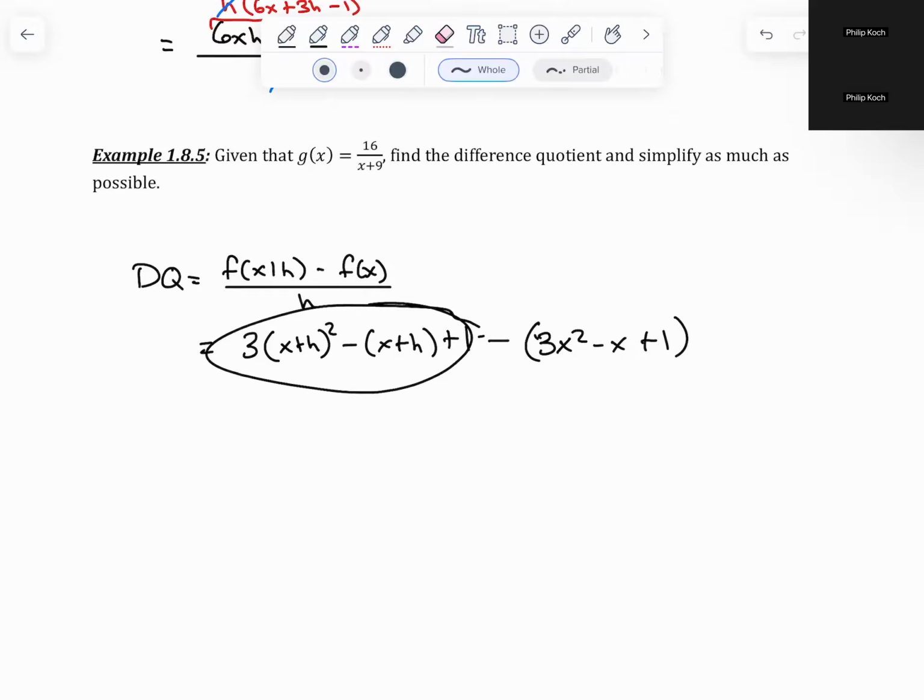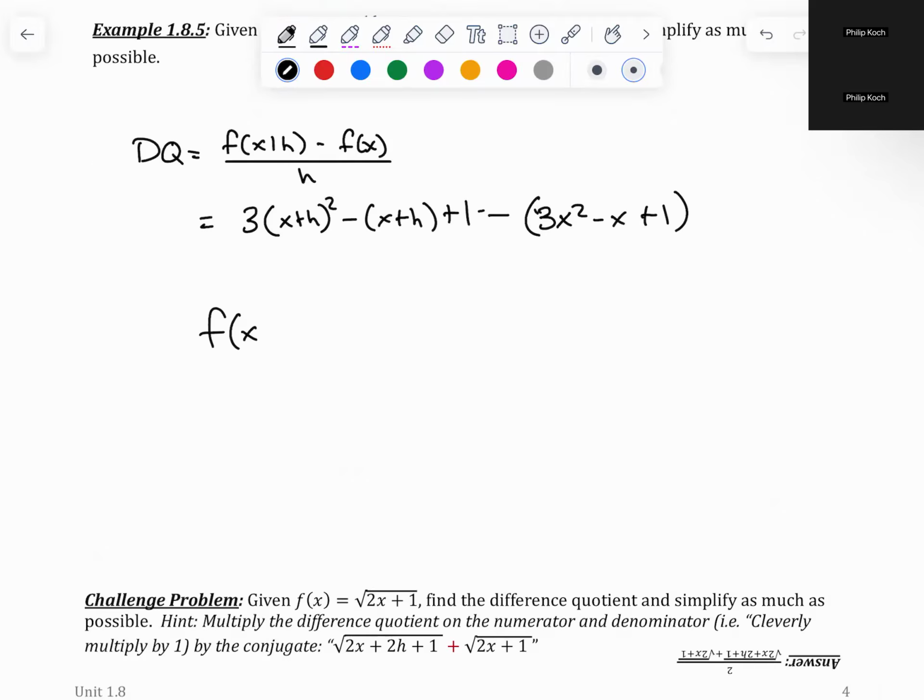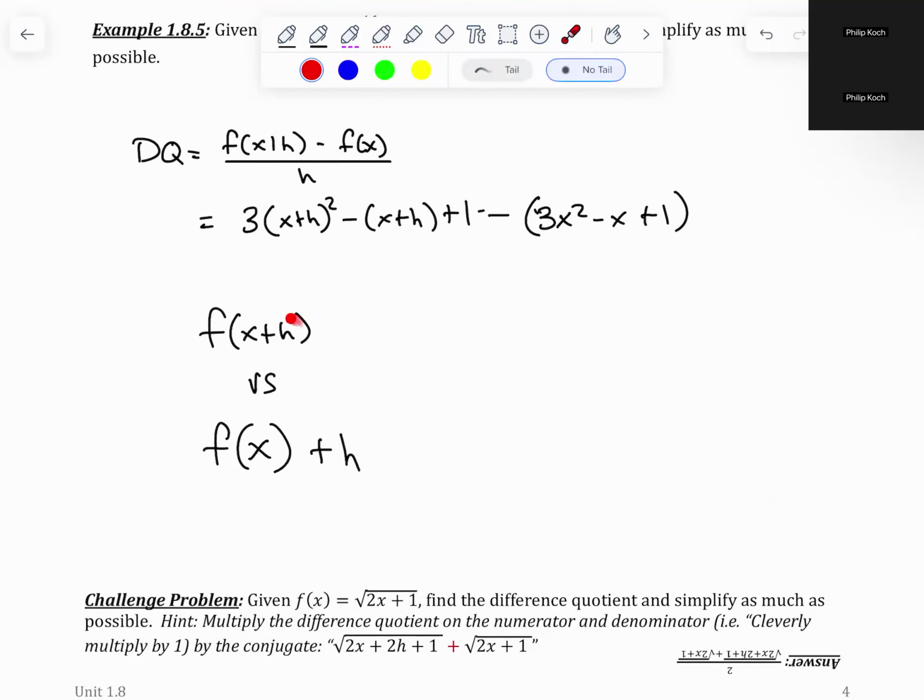So the reason for that is that we need to know the distinction between f of the quantity x plus h versus f of x quantity then plus h. These are two separate quantities. The first one is saying take the function and input the value x plus h. That's what this is doing. This is saying take the function f and replace all of your x's with an x plus h. Whereas this one is saying compute f of x and then add h.